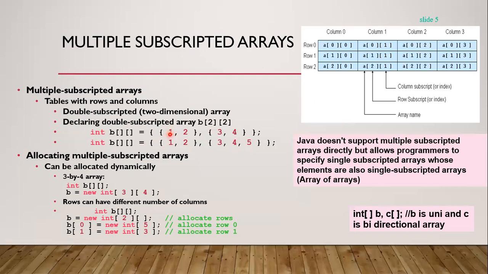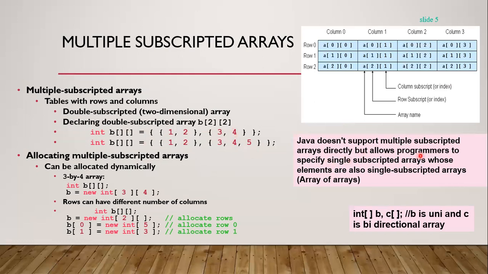So this element is at location B00. 00 means 0 row, 0 column. So B01, 0 row, first column. B10, B11.